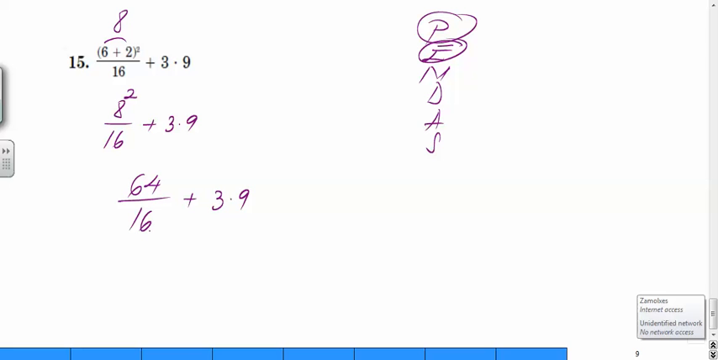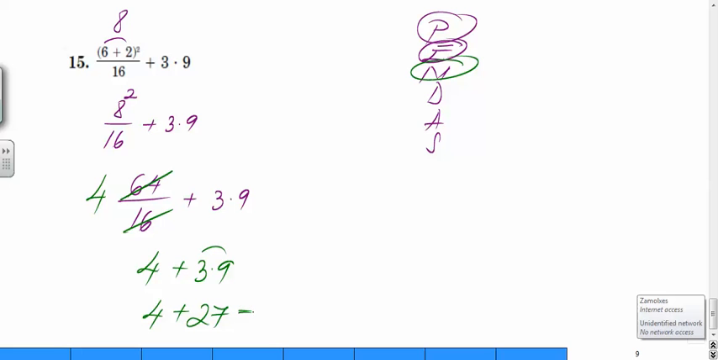What is 64 divided by 16? Is that 4? Let's think about 4 times 6, 24. 4 times 1, 4 plus 2, 6, 64. Yes, indeed. That would be 4. Okay. My expression now is 4 plus 3 times 9. What is next? Multiplication. 3 times 9 is 27. So I have 4 plus 27, which equals 31. And we are done. Okay.